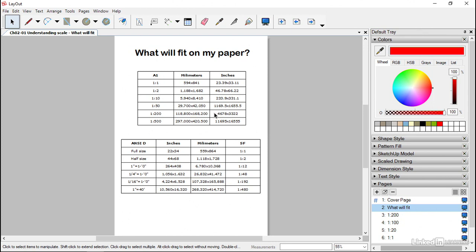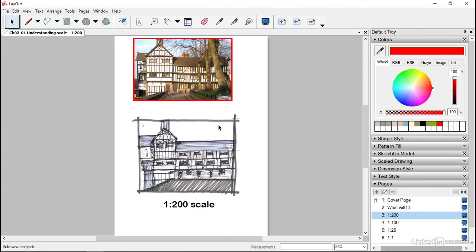The trouble these days is that on CAD, you can draw anything, any size you like, and at any level of detail. So that poses another question. What level of information do you show at specific scales? Okay, and again, let's think about drawing these things by hand. So next page, 1 to 200.